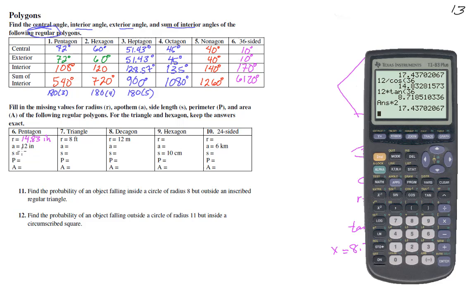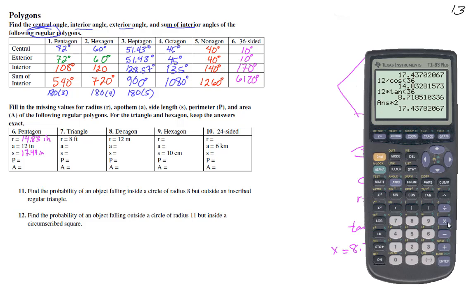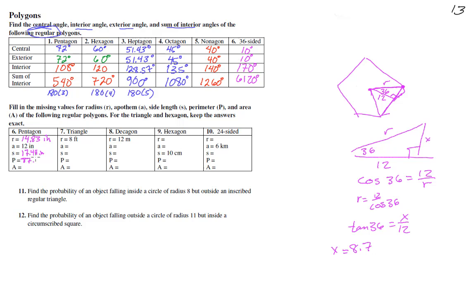17.44. So the side length is about 17.44 inches. Okay, the perimeter. Well, if we take the side length and now we times it by 5, and we get 87.19 inches.